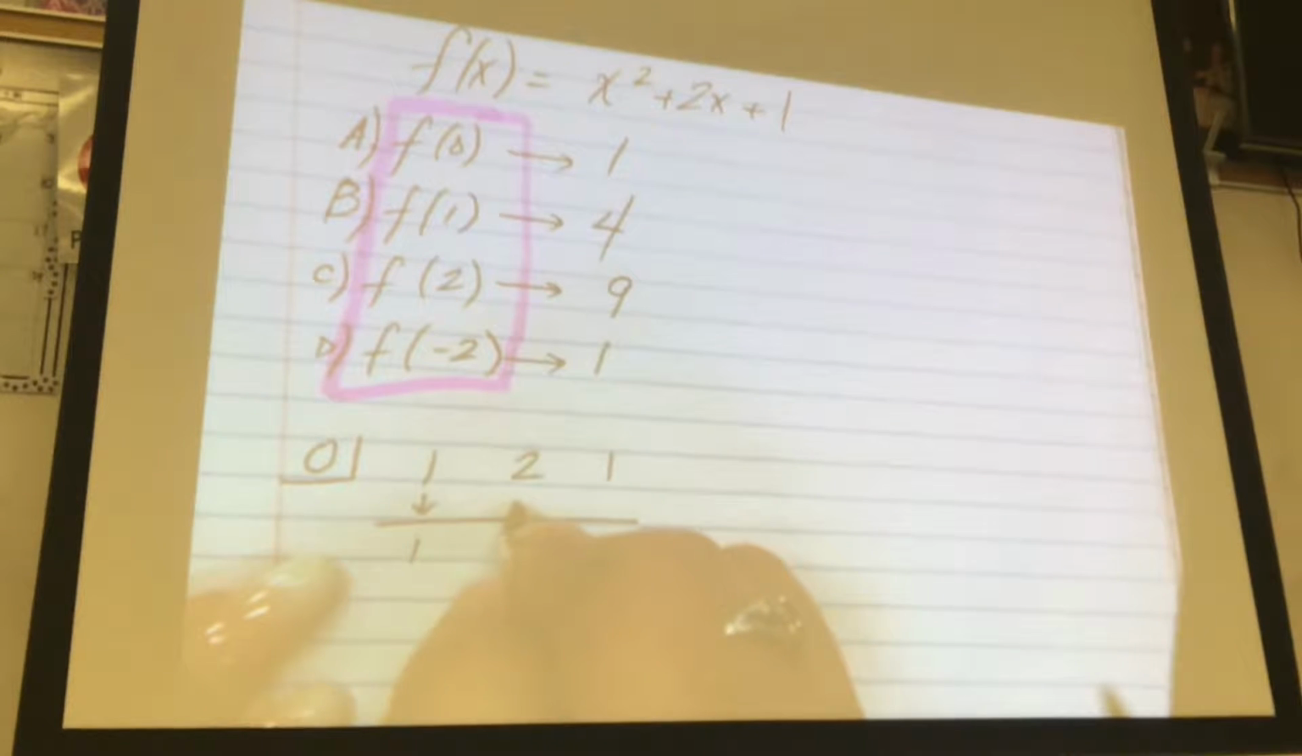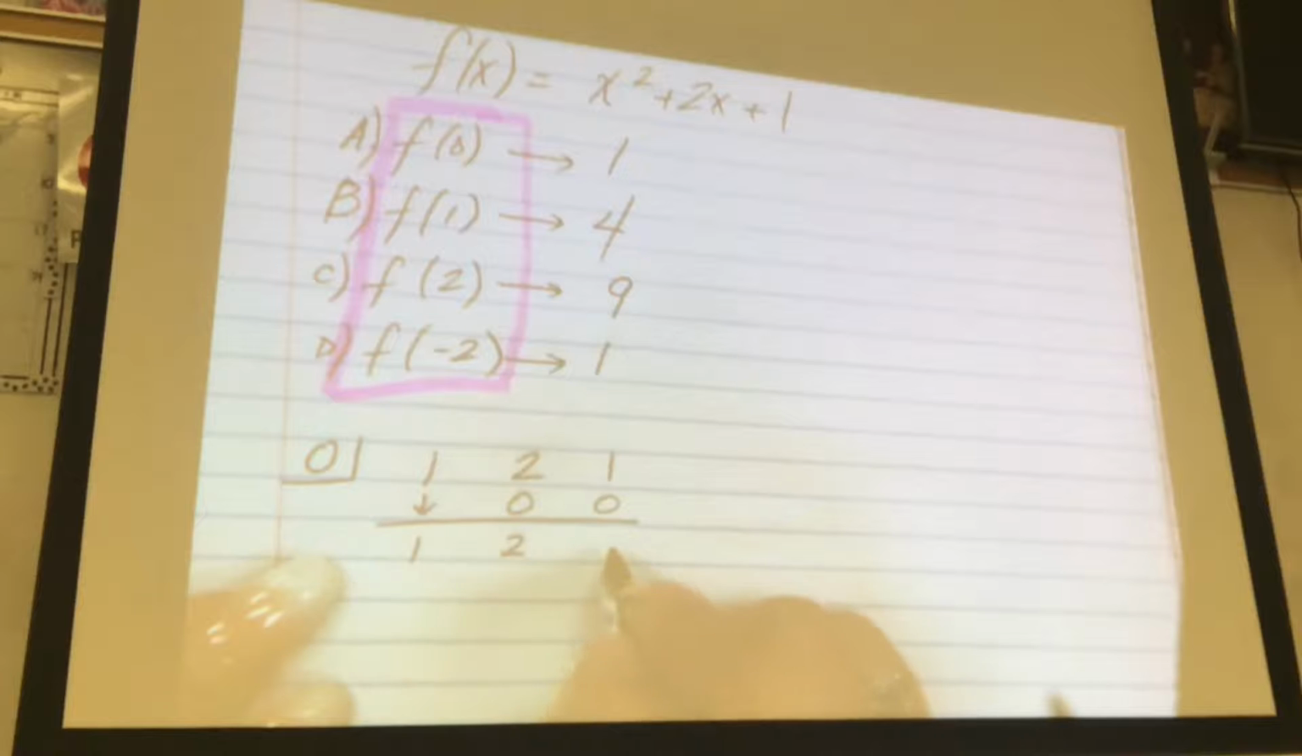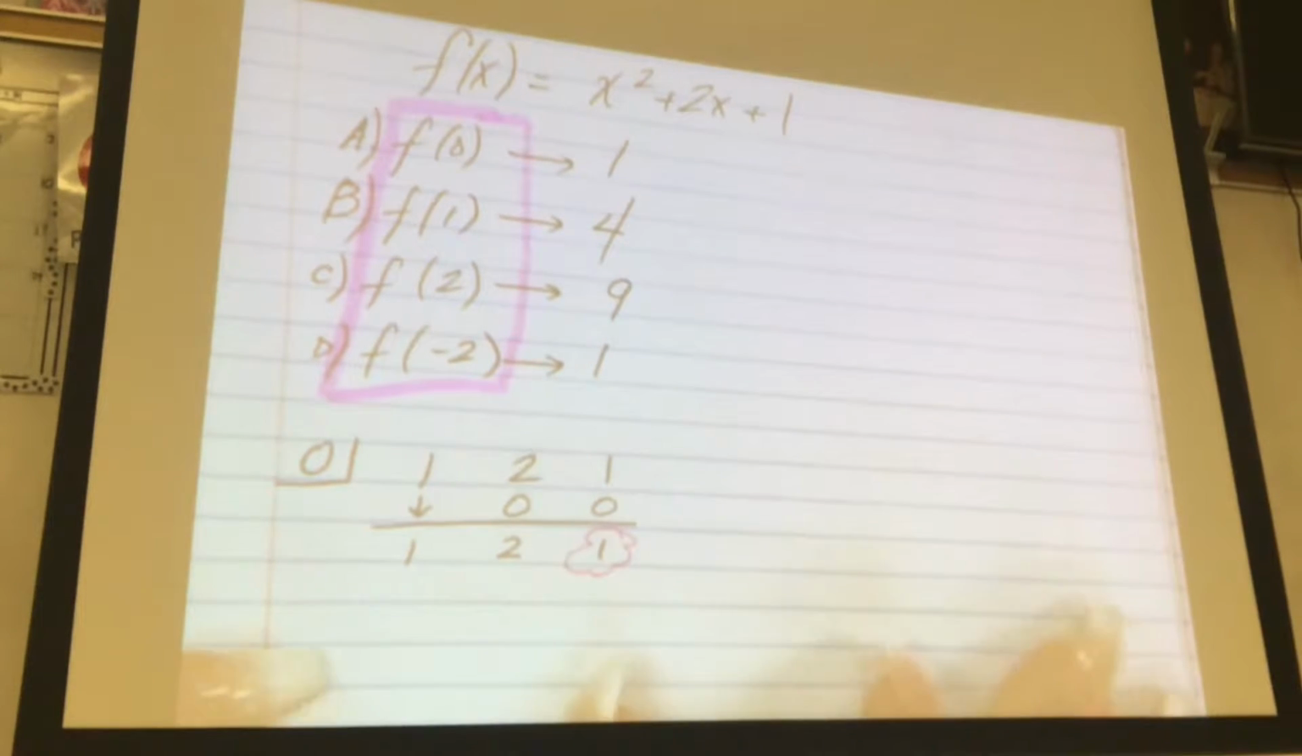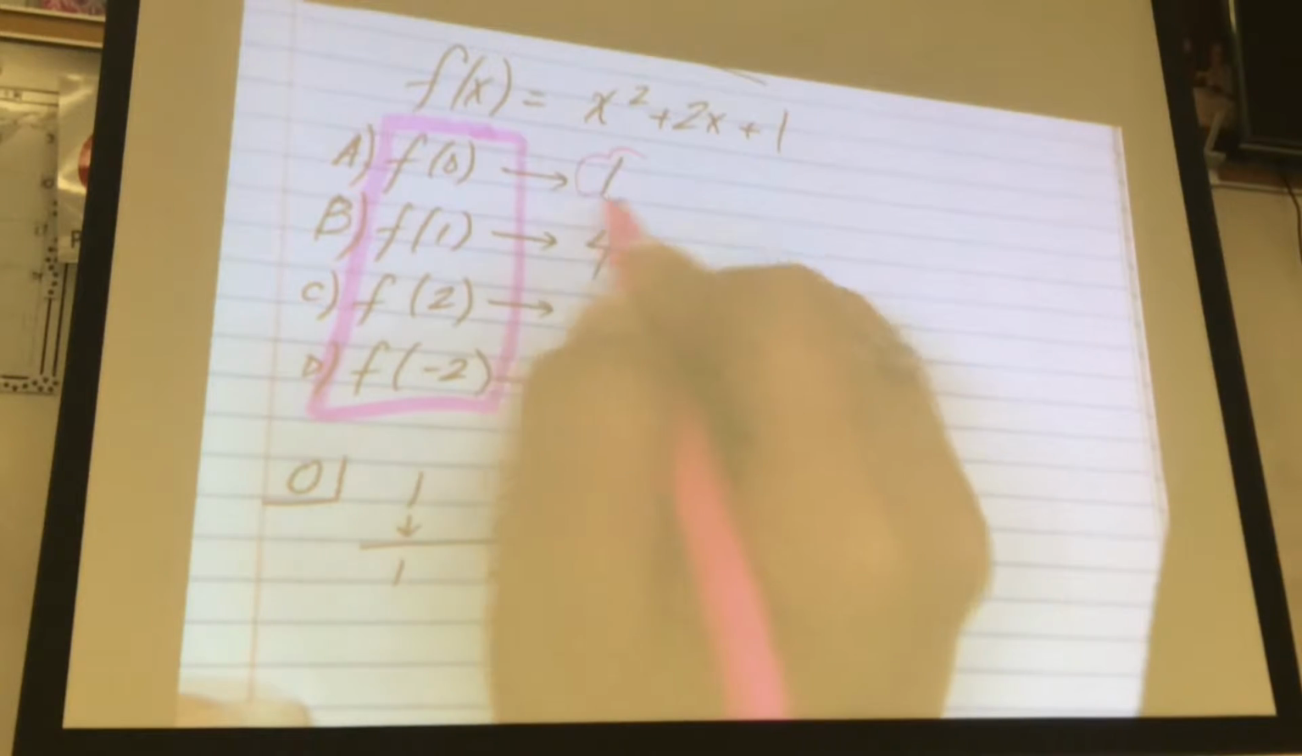1 times 0 is just 0. 2 times 0 is just 0. 2 times 0 is 0. That's okay, babe. And then you're left with this 1. This remainder right here is the same thing as that 1.